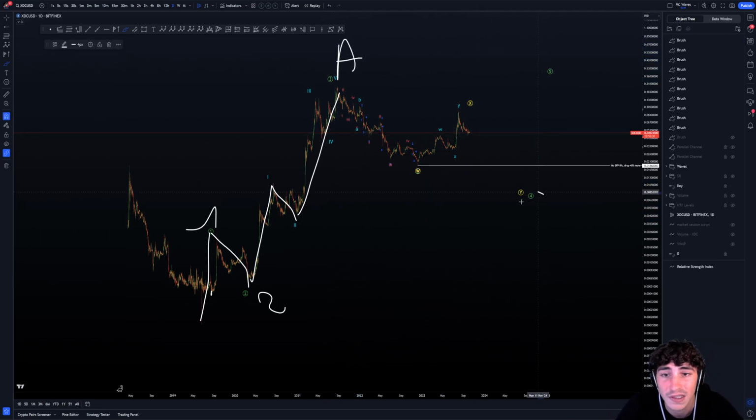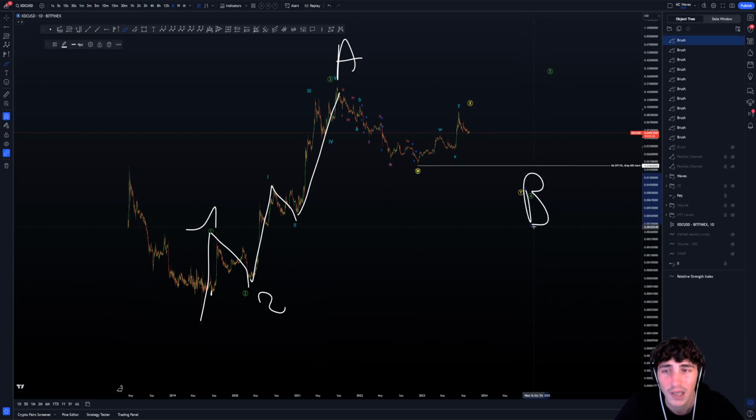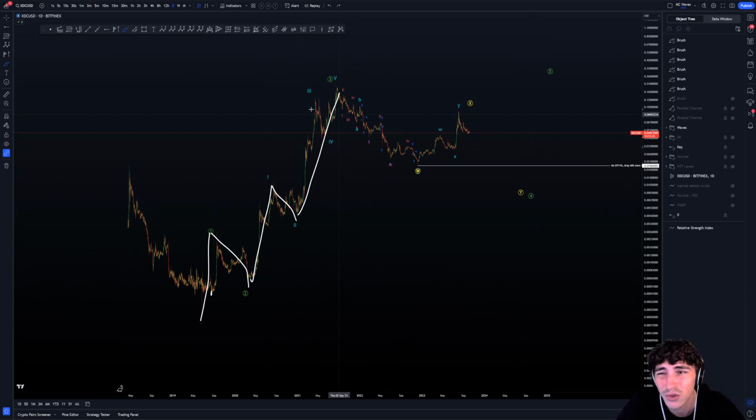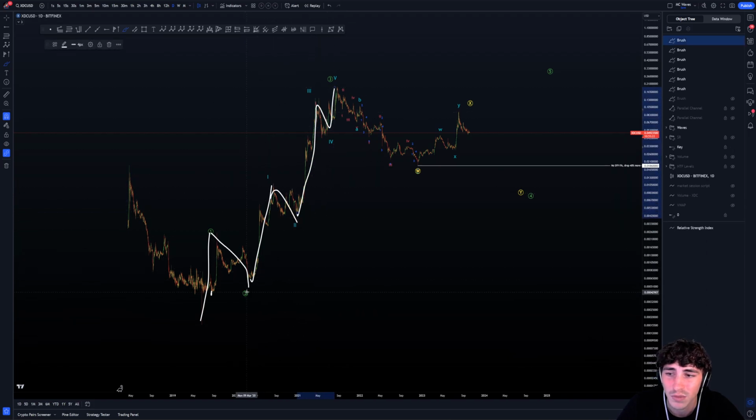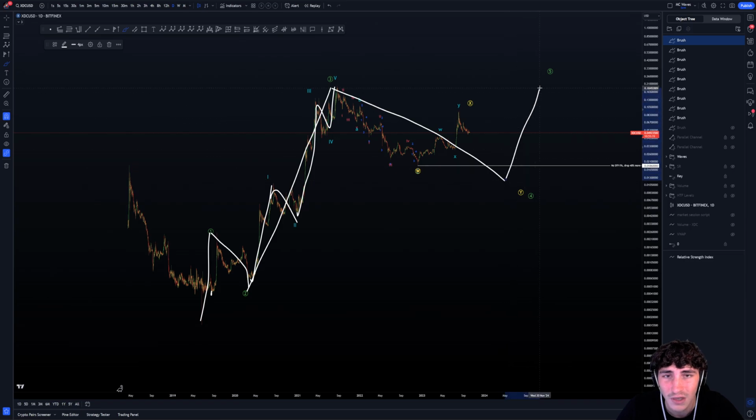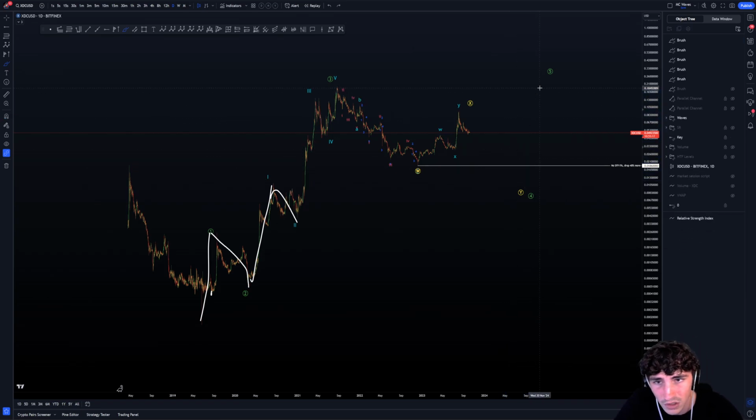An A B C zigzag, oops, sorry, B here. Okay, it's possible too, but I do prefer this wave count here where we have this wave 1, 2, 3, 4, 5 like this, and so this bigger wave 3 for retracement and the wave 5 here. I prefer this because it's not too bullish, not too bearish.